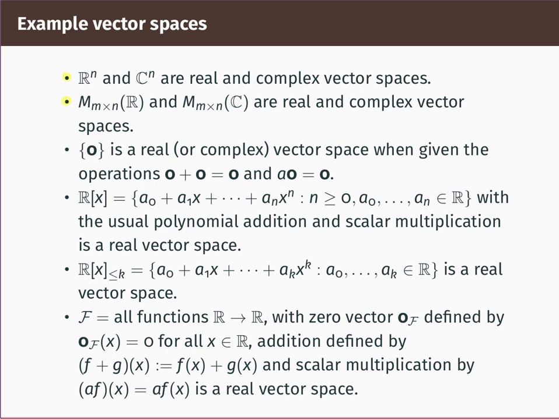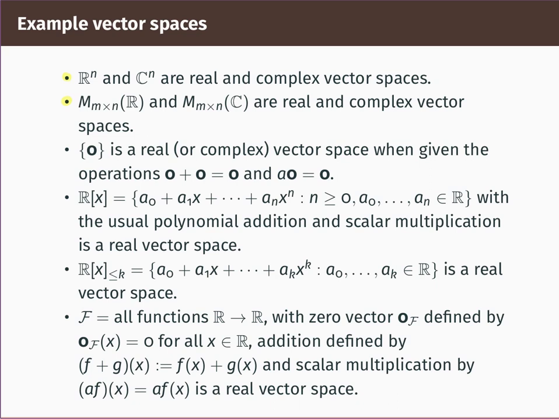The other example we saw previously was vector spaces of matrices. The set of all m by n matrices with real entries is a real vector space when you give it the ordinary matrix addition and the ordinary matrix scalar multiplication by real numbers, and when the 0 vector is the ordinary 0 matrix, the m by n 0 matrix. And similarly for complex matrices, the complex matrices form a complex vector space with the usual 0 matrix and matrix addition and matrix scalar multiplication.